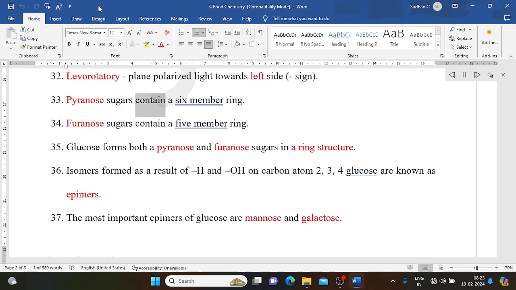Pyranose sugars contain a 6-member ring. Furanose sugars contain a 5-member ring. Glucose forms both pyranose and furanose sugars in a ring structure. Isomers formed as a result of the arrangement of H and OH on carbon atoms 2, 3, 4 of glucose are known as epimers. The most important epimers of glucose are mannose and galactose.